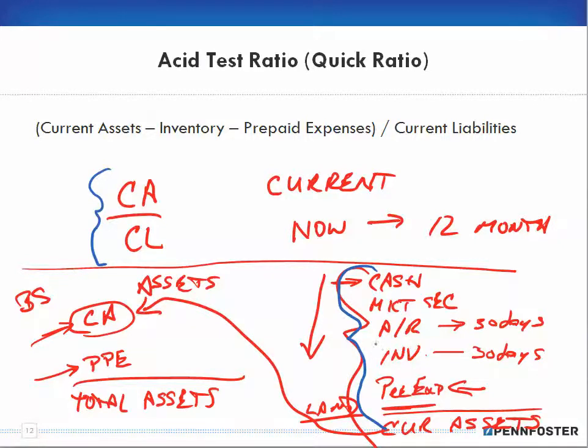And therefore, inventory doesn't turn over that easy. I mean, you have to find a buyer, okay? And that buyer might not come in for a week, 2 weeks, 3 weeks, a month, okay? And the same thing with my prepaid expenses. You're not going to get that back relatively quickly.